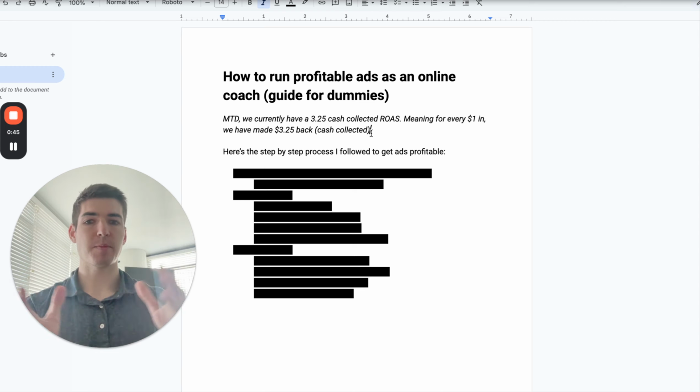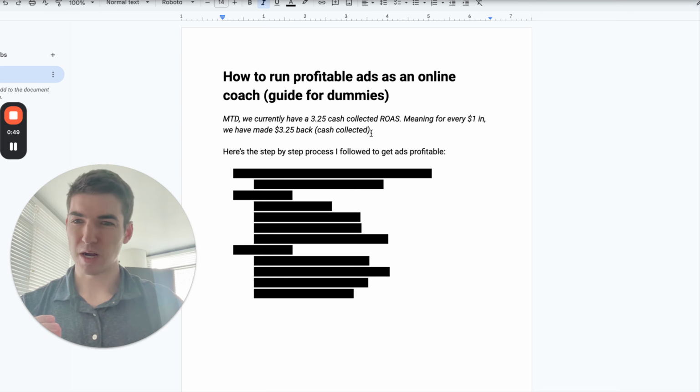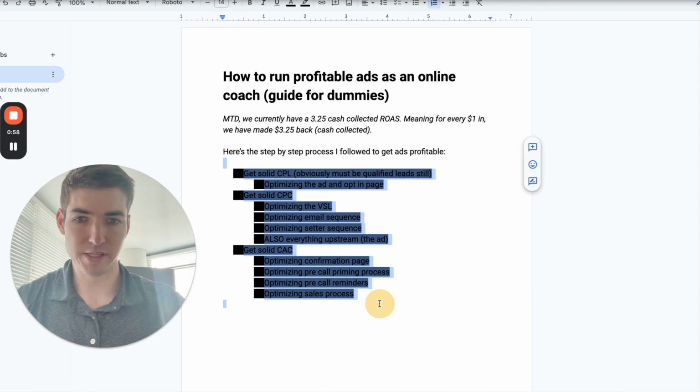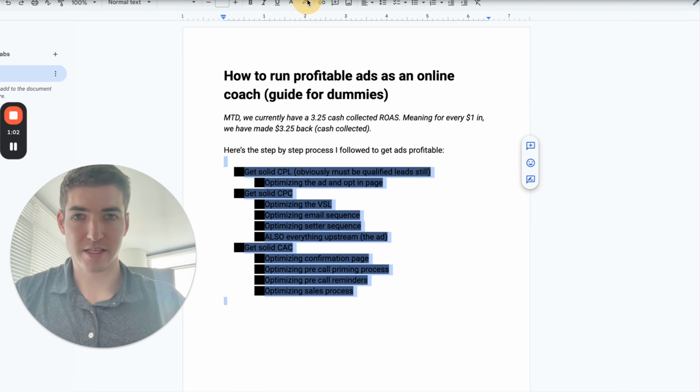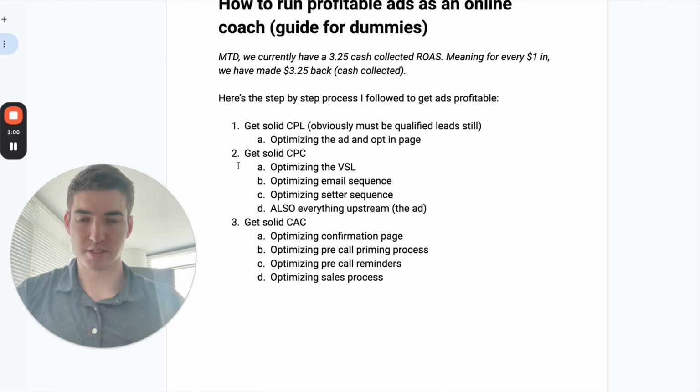So here's the step-by-step process I follow to get ads profitable. We've also done this with, probably by now, multiple dozens of coaches that we work with to help them get their ads profitable. So this is what we do. Let me go ahead and just unblur all this, because the process is pretty simple once you actually conceptualize why we do it this way. It's all about getting the dollar across the line.